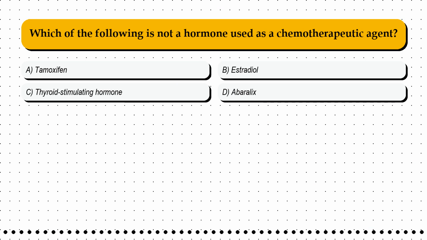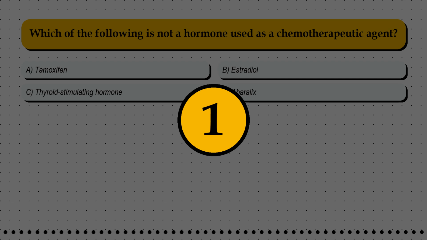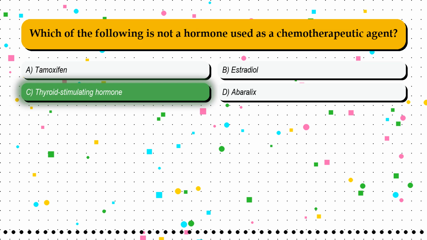Question 195. Which of the following is not a hormone used as a chemotherapeutic agent? Option A, tamoxifen. Option B, estradiol. Option C, thyroid-stimulating hormone. Option D, abaralex. The correct answer is option C, thyroid-stimulating hormone.